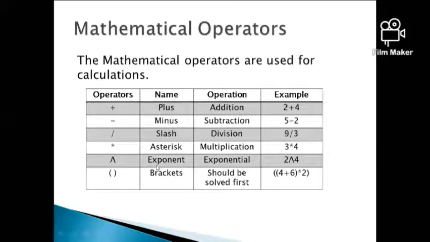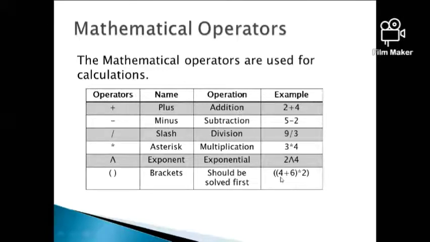This symbol is known as exponent. Operation is exponential. Example is this. Remember that this is the power sign. If you read this equation, you have to say 2 to the power 4, where you have to multiply 2 four times. These are the brackets. These brackets are also known as parentheses. And these two brackets mean all the brackets should be solved first.